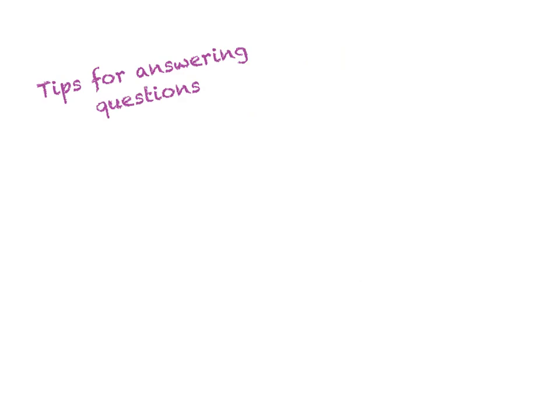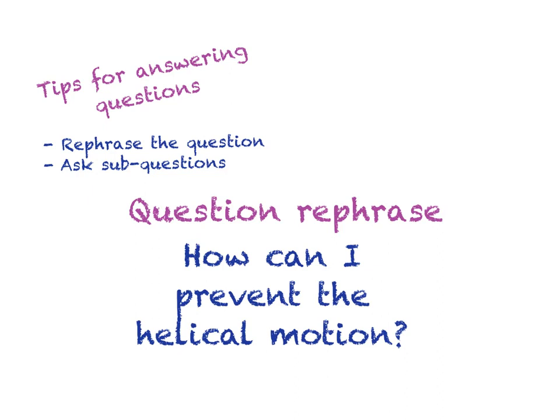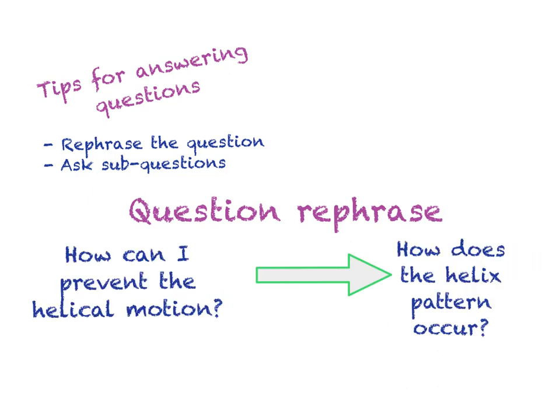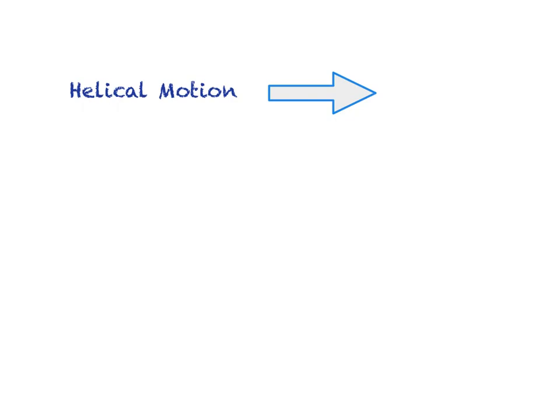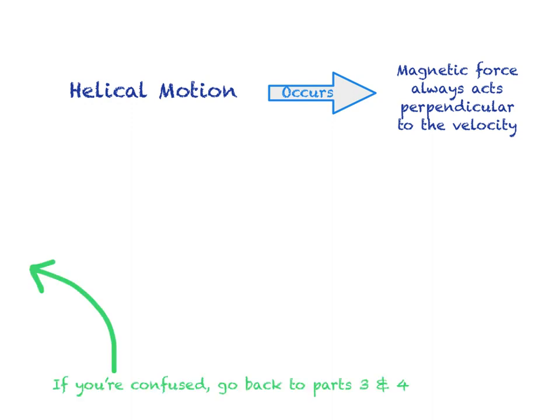Now, in order to answer this question, I oftentimes find it helpful to either rephrase the question or to ask sub-questions in order to find the answer to the ultimate question. So another way I could ask this question is, how can I prevent the helixing from happening? That then leads me to another question. How does the helix pattern occur? Now we know the helical pattern, or at least the circular motion portion of the helical pattern, occurs because the magnetic force always acts perpendicular to the velocity of the moving charge. In order to get more information on this, please go back and watch videos 3 and 4.